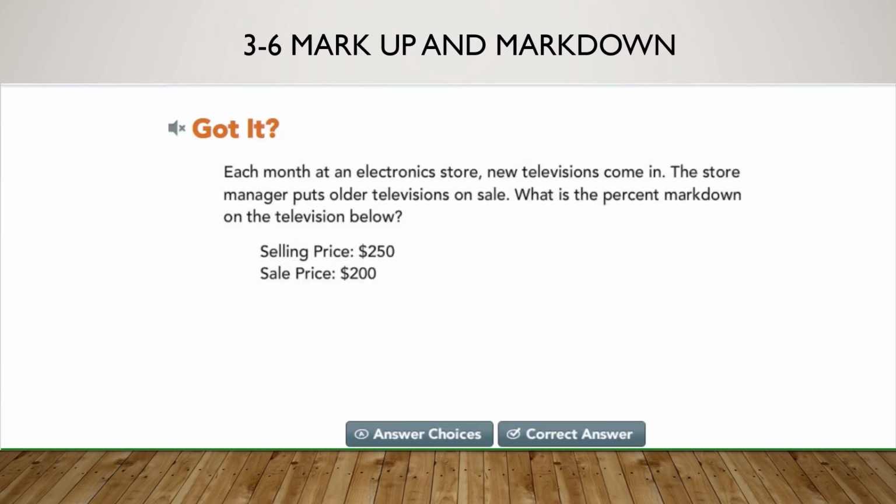Each month at an electronics store, new televisions come in. The store manager puts older televisions on sale. What is the percent markdown on the television below?